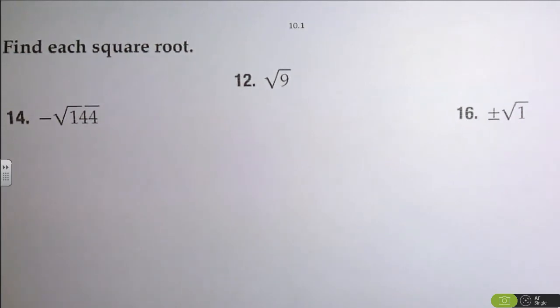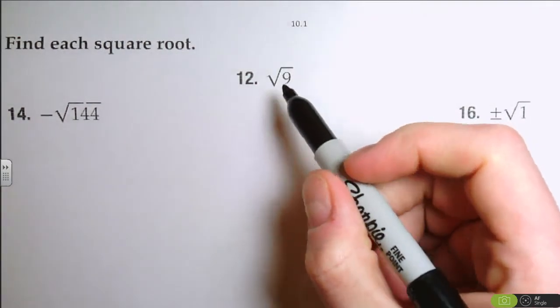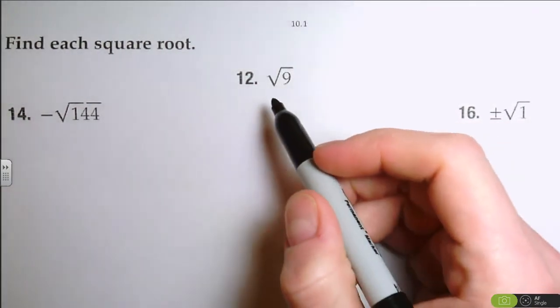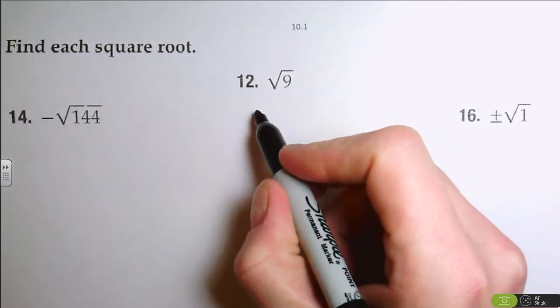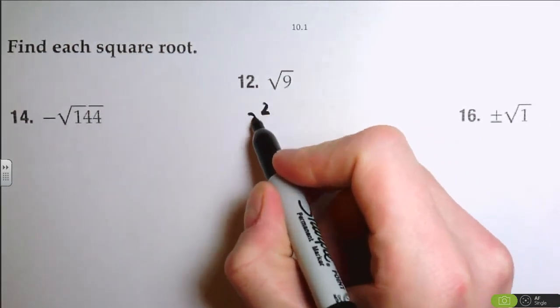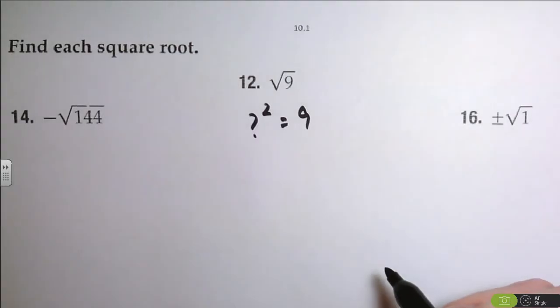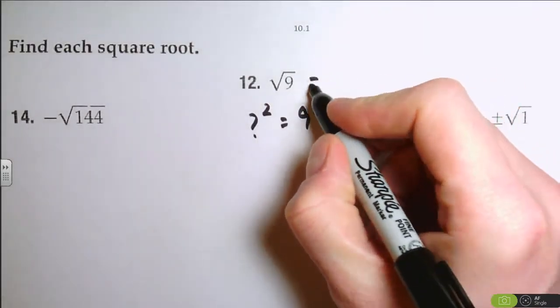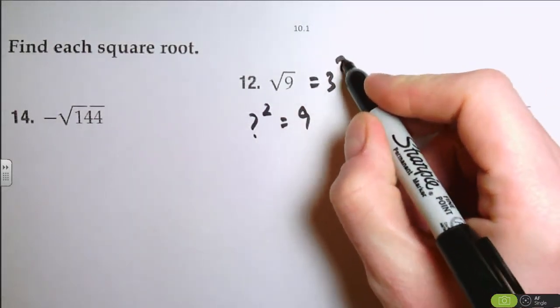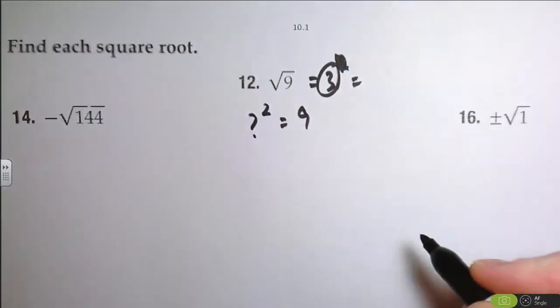Okay, so here are some of the homework problems from section 10.1 for pre-algebra. The first part is to find each square root. The thing to remember about square roots is you're asking yourself, what number would you have to square to get 9? That's easy. It's 3, because 3 squared is 9, so the answer is 3.